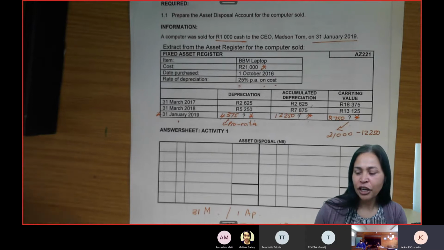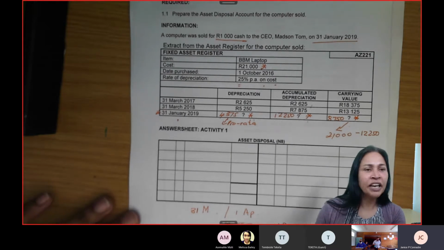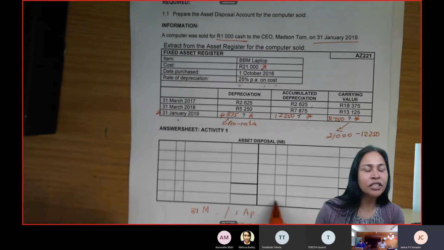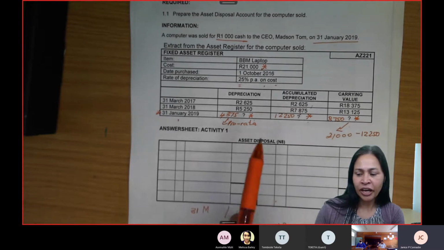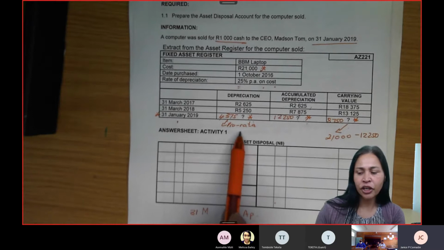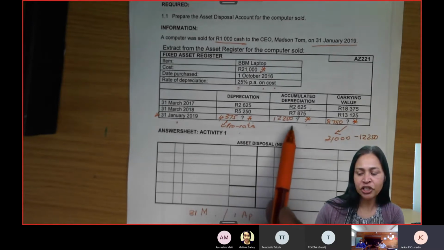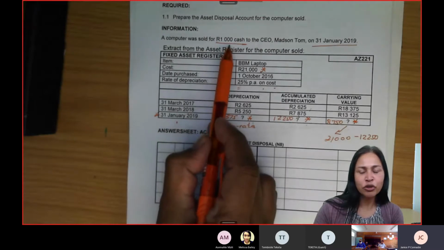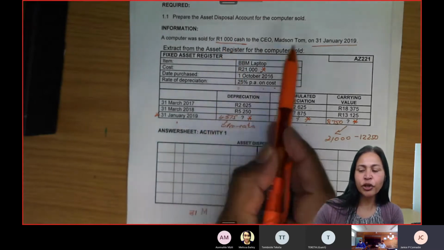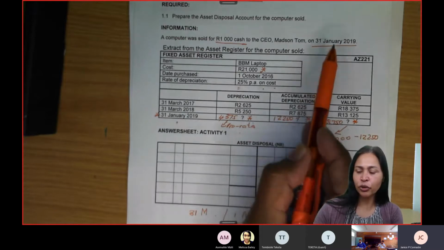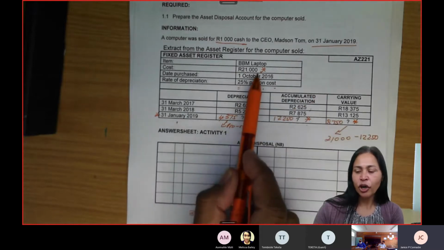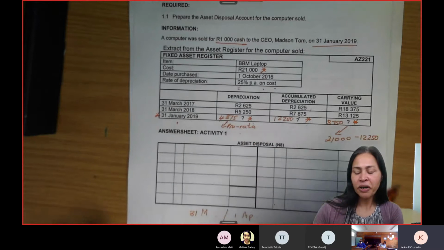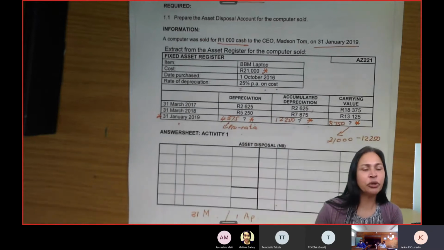Okay, right. So I need you to now complete the asset disposal account, but I want us to work together on this one. So you have your depreciation, you have your accumulated depreciation given here, you have your asset that was disposed for 1,000 cash, you know when it was disposed of, and you also know what your cost is. So we've done the calculations. What is my first entry that I need to put in my asset disposal account? Does anybody have an idea based on the example that we've done?